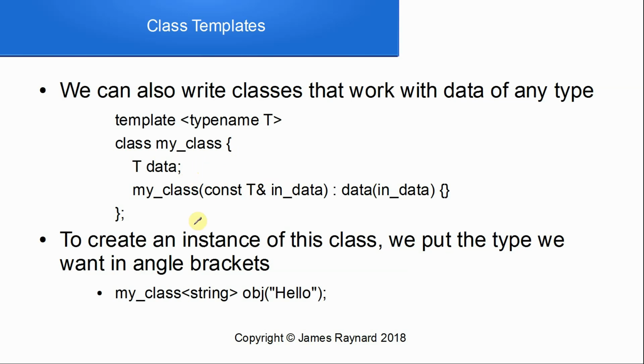And then when we instantiate this class, so we want to create an instance of MyClass, we put MyClass, then the variable name and the constructor arguments, but we have to put the type that we want to instantiate with in angle brackets. So it's MyClass, angle brackets, string. That'll generate a version of MyClass with string as the type here.